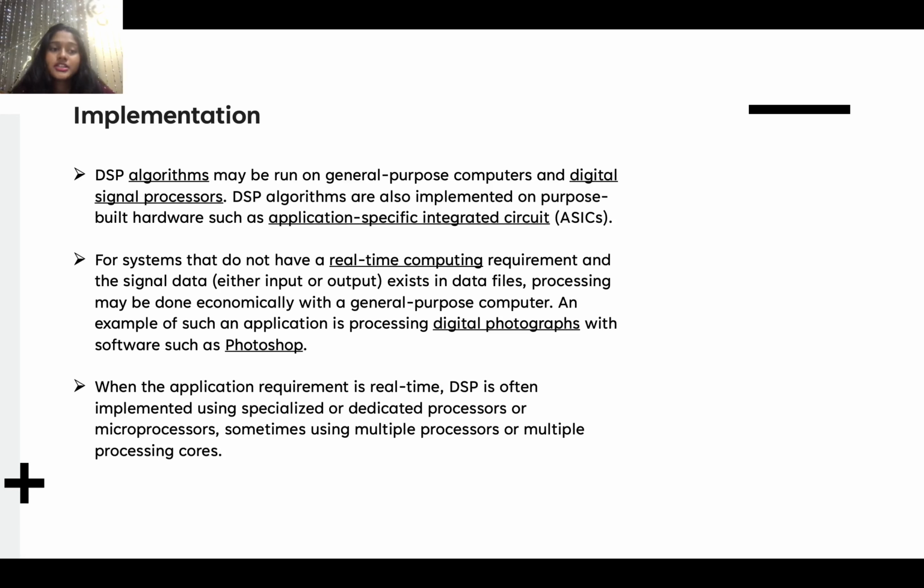Now, implementation of DSP. The DSP algorithms may be run on general-purpose computers and digital signal processors. The DSP algorithms are also implemented on purpose-built hardware such as application-specific integrated circuits. For systems that do not have a real-time computing requirement and the signal data exists in data files, processing may be done economically with a general-purpose computer. An example of such an application is processing digital photographs with software such as Photoshop. When the application requirement is real time, DSP is often implemented using specialized digital signal processors or microprocessors, sometimes using multiple processors or multiple processing cores.